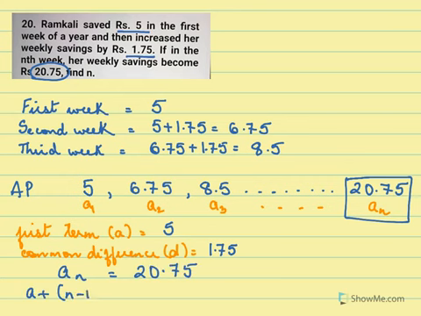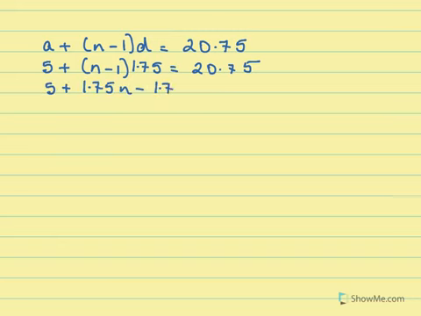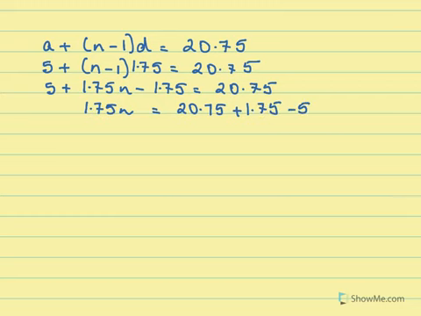Now we need to do this calculation. So a plus n minus 1 d is 20.75. Substitute the values. We know a is 5, n minus 1, we know d is 1.75, and that is 20.75. So when we open the bracket, 5 plus 1.75n minus 1.75 equal to 20.75. So 1.75n will be equal to 20.75 plus 1.75, and the 5 goes to the other side and becomes minus 5. 1.75n will now be equal to 17.5.